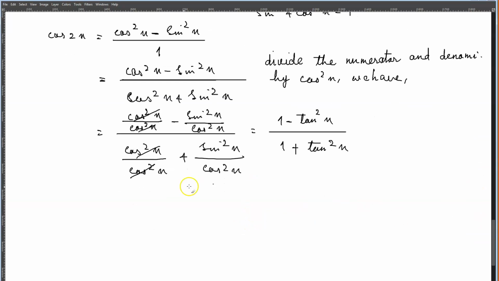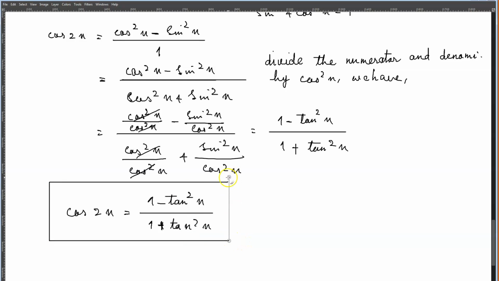Which means that cos of 2x is equal to 1 minus tan squared x over 1 plus tan squared x, right? So that is basically that. And here the condition that we have on this formula is that x is not equal to n pi plus pi by 2, where n is an integer, belonging to the set of integers.